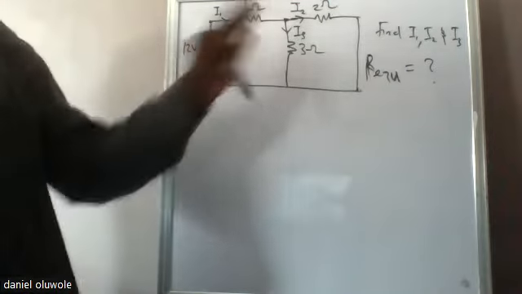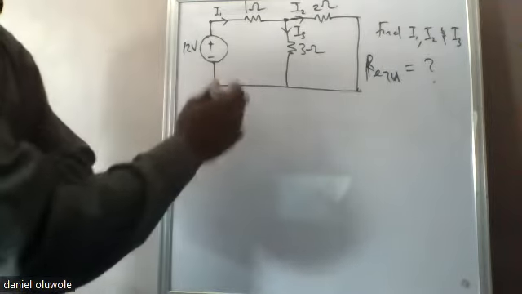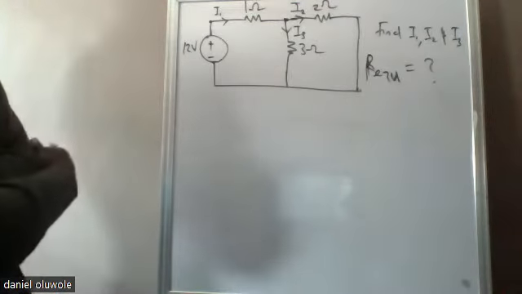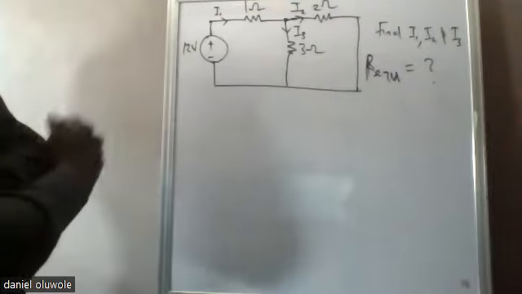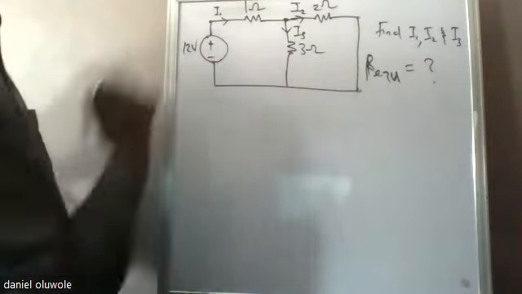Now looking at this circuit, some resistors are in series with some other resistors, and some resistors are in parallel with some other resistors. How do we approach this? The best way to do it is to look from the end. But before we even go to the end, let's look at the beginning first.